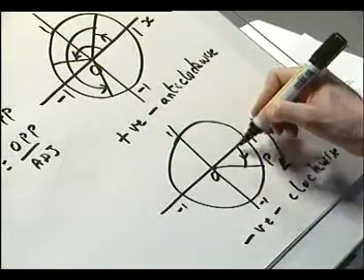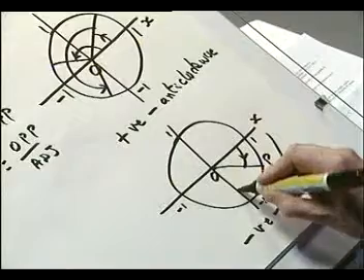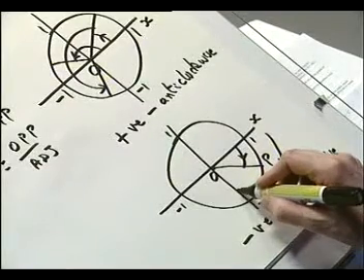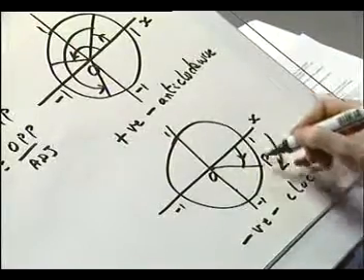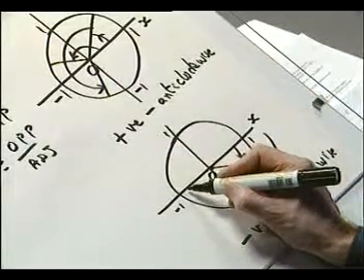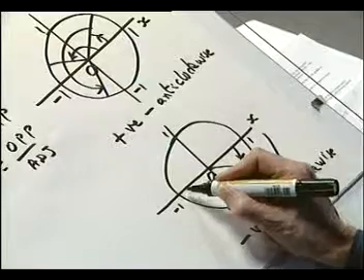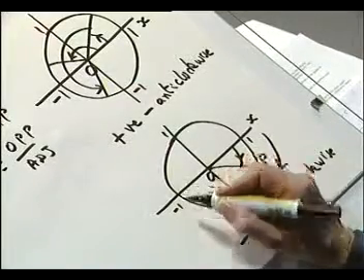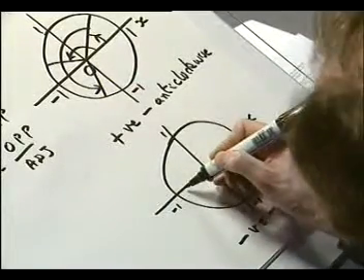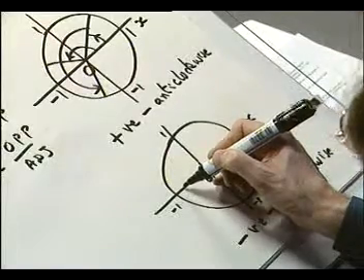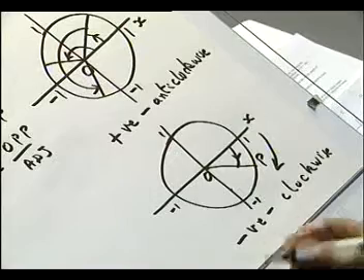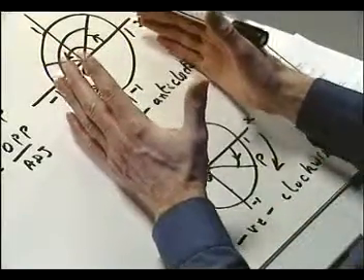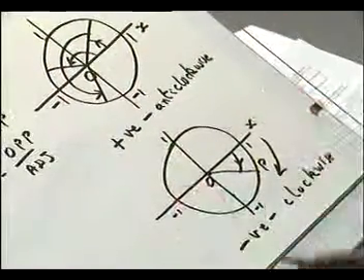So of course we can go round from here to the y-axis, the negative part of the y-axis, and that's minus 90 degrees. If we go right the way round to the negative part of the x-axis, that's minus 180 degrees. Effectively the same as coming round to 180 degrees, coming round anti-clockwise. So that's how we can have any size of angle.